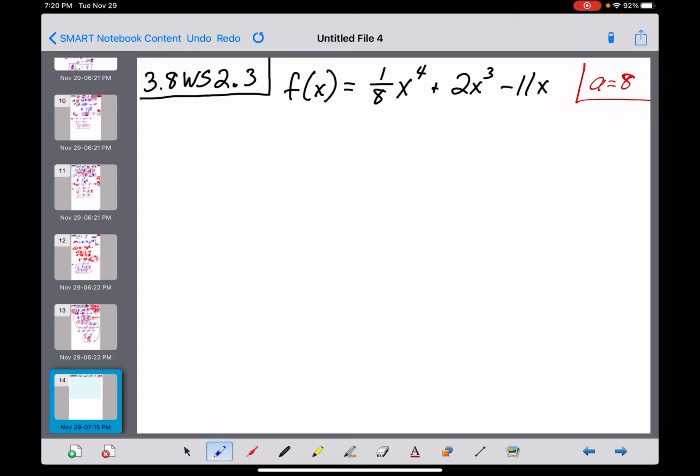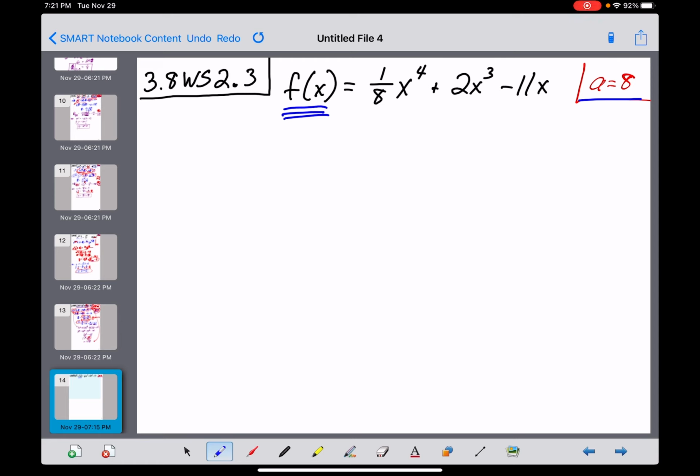Okay, problem number 3 on the 3.8 worksheet number 2. This is a worksheet I made to give you guys a little bit more practice at coming up with what I call general inverse derivatives. So the directions, which aren't really clear on what I've written here, are asking you to find the derivative of the inverse of this function right here, evaluated where a is equal to 8.